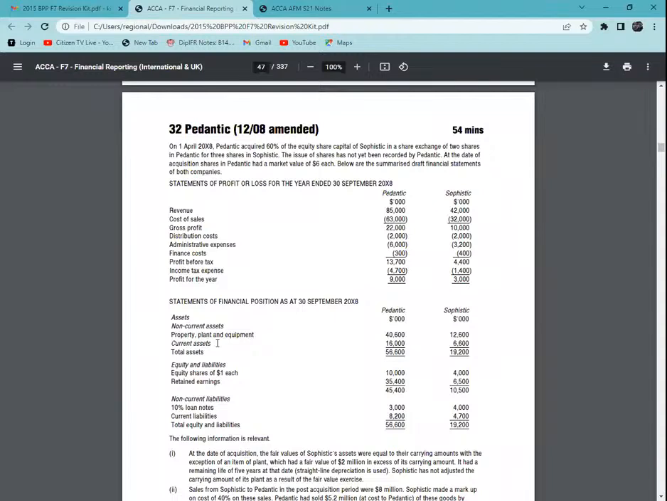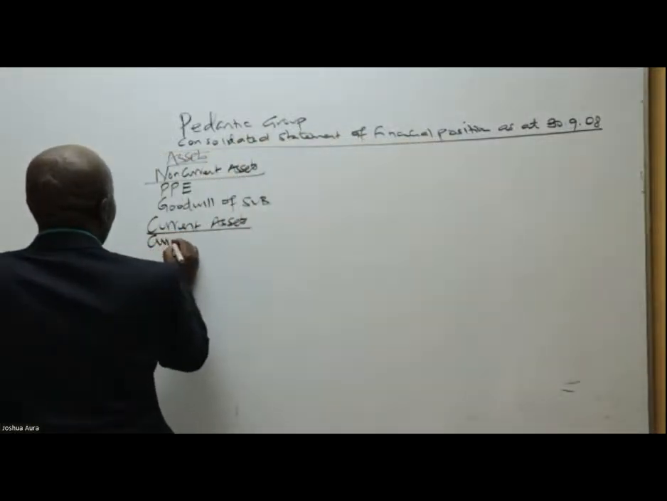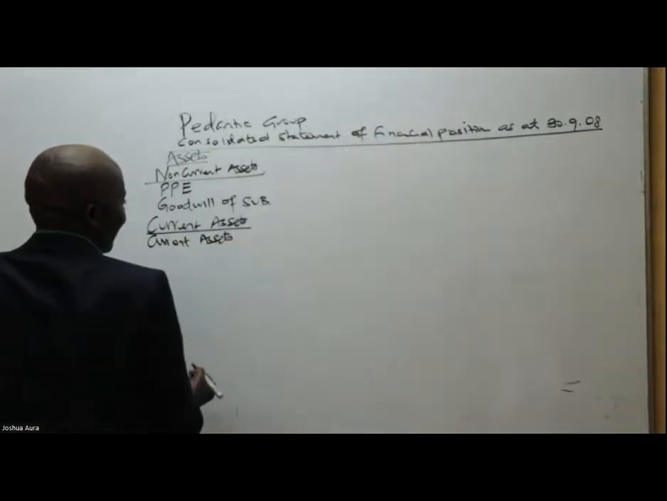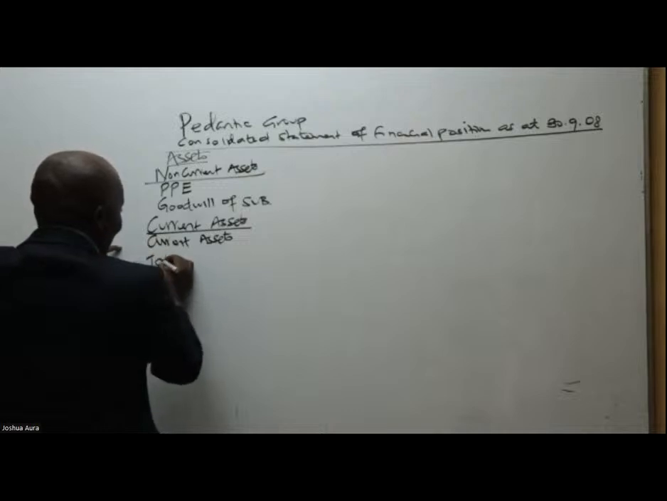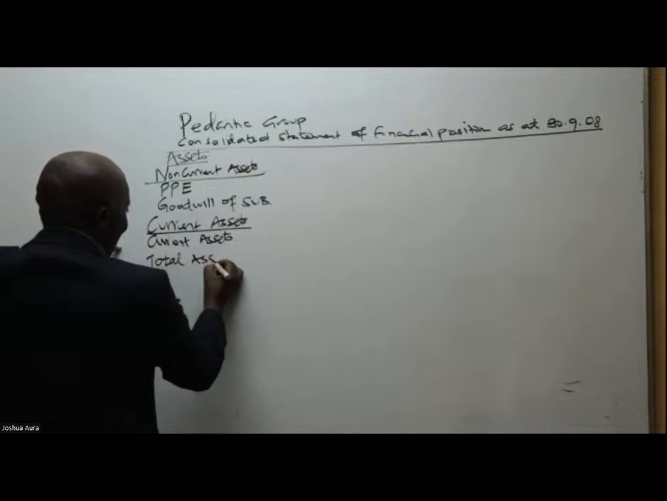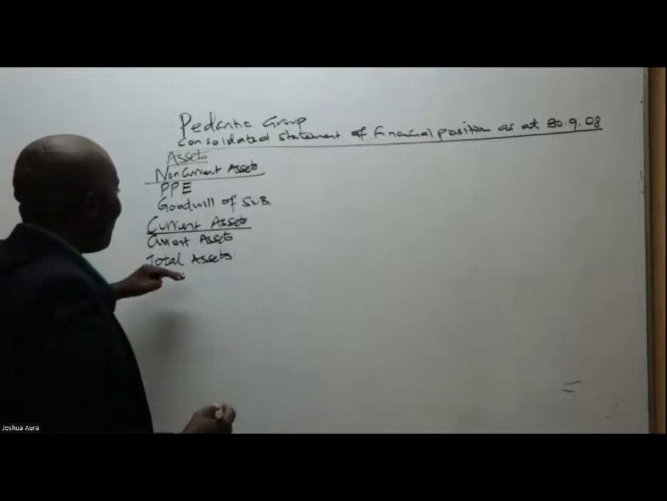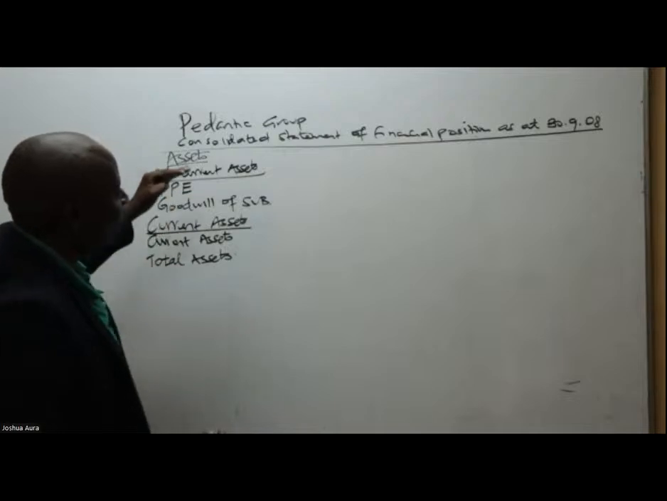The examiner even simplified the work for me. He put all the current assets as a lump sum. So I'll simply mention current assets, just like that. I'll write here current assets. And then of course I'll leave some space. You must keep on leaving space, remember. Some space here for total assets. So that's one part of the balance sheet, one part of the statement of financial position.